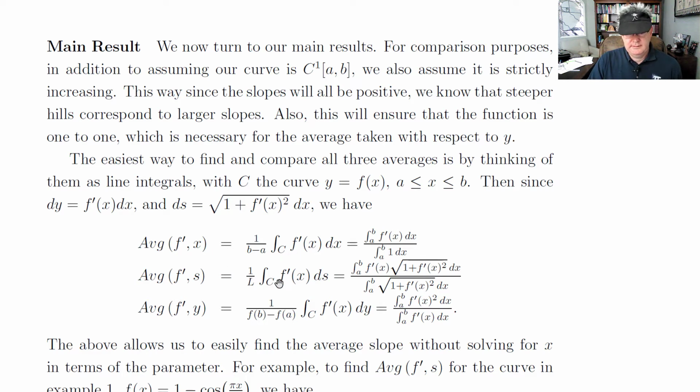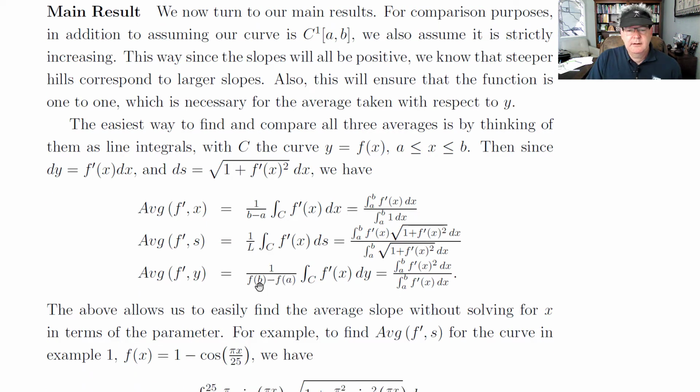With respect to s, I want to integrate f prime of x ds, and then divide by the length of the interval. ds is the square root of 1 plus f prime squared. So now I can get the average without worrying about solving for x in terms of s. And for average y, I want to integrate f prime of x dy and divide by the change in y. But this change in y is like integrating f prime dx, and in fact f prime dx is dy, because if y equals f of x, then dy is f prime of x dx.